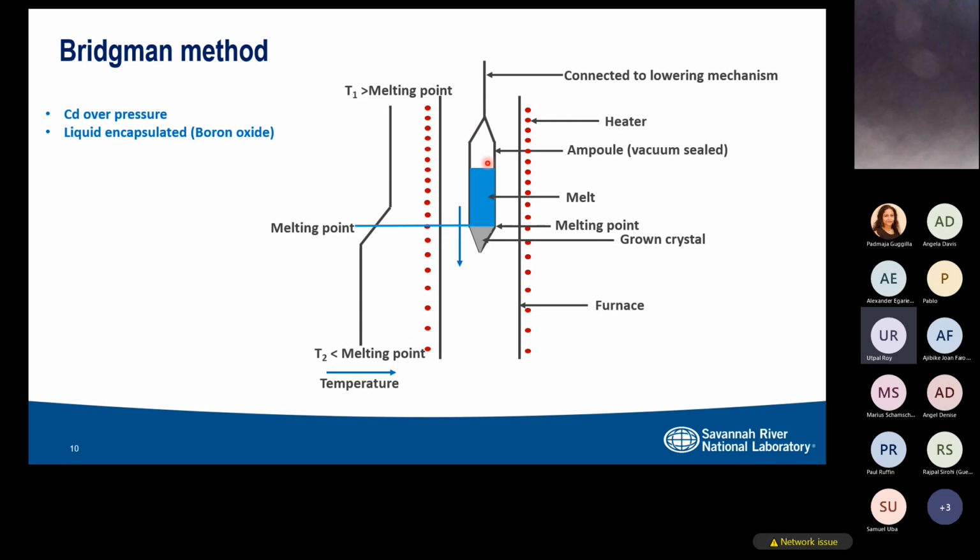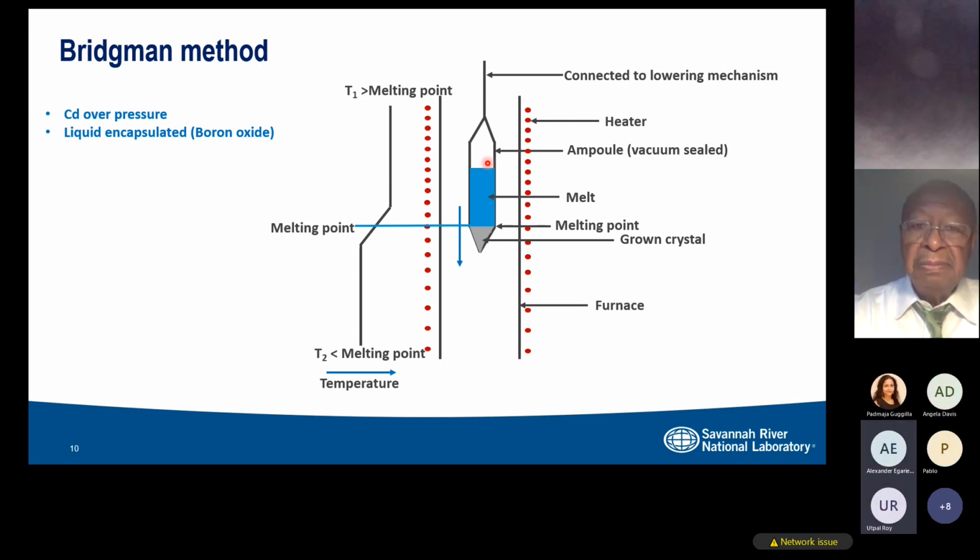And what is the third technique? Third technique is we can grow the whole material, instead of putting vacuum, by putting the whole ampule inside a pressure vessel. If we put very high pressure, we can prevent a lot of cadmium evaporation from the melt because we are already putting a lot of pressure on the top of the melt. So that means we are having high pressure Bridgman growth.